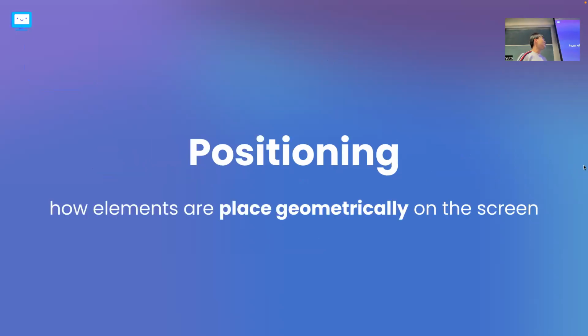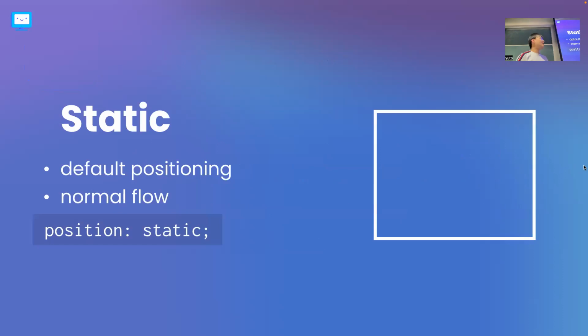Okay, so today we're going to talk about positioning, which is how elements are placed geometrically on the screen. Now, almost all of the elements by default are static. Actually, all of them are static. So they're there, the way you intuitively expect the element to be placed. But what if you wanted to change the position a little bit, like you wanted to move it 5 pixels to the right or whatever?